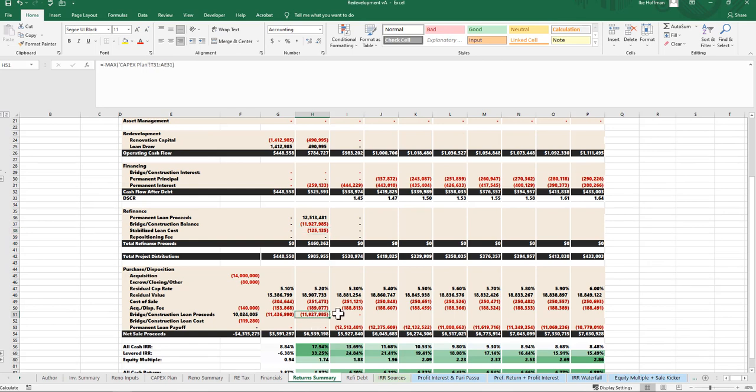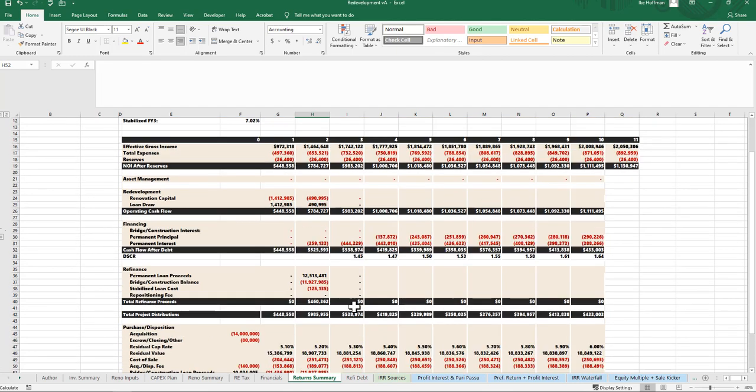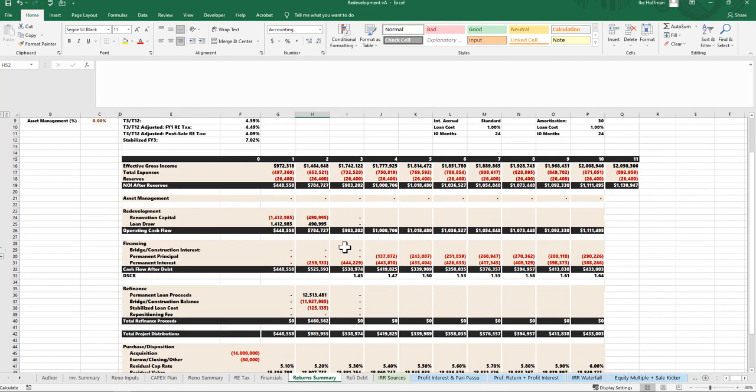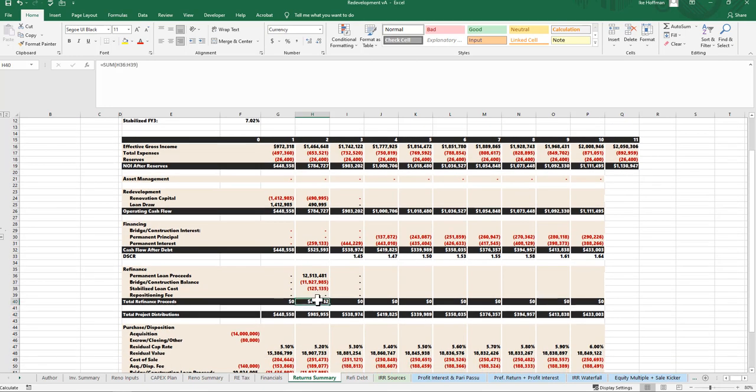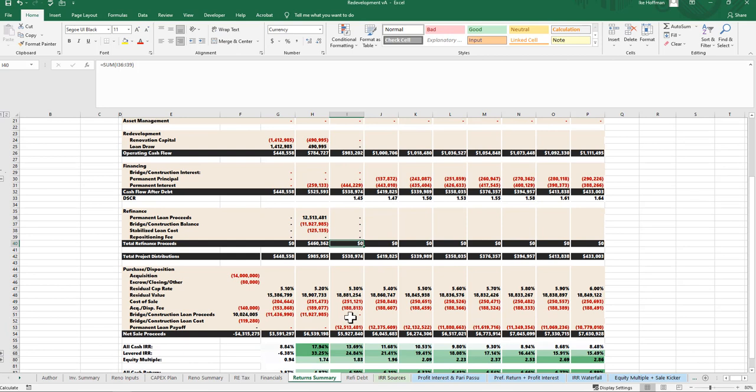Construction loan summarized right here, the 11,927,985. But if for example you decided to sell in year 3, the model will assume that you get this 460 grand in refinancing proceeds, and then the following year you'll get your sale proceeds, and then you'll blow out the permanent financing.